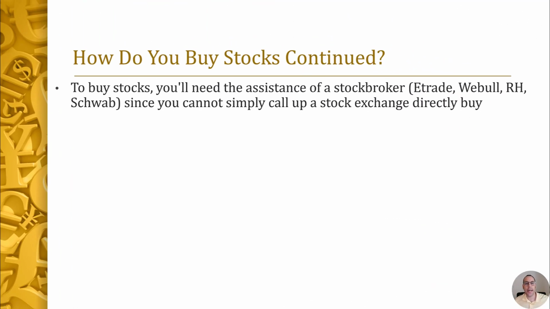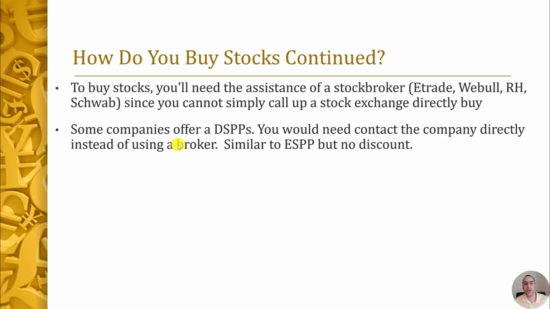If you want to buy stocks, you'll need the assistance of a stockbroker. Most people buy online through E-Trade, Webull, Robinhood, Schwab, etc. Because most of us can't just call up the stock exchange and buy directly from them. We need to go through a broker, an intermediary. There are some big companies that do offer direct stock purchase plans.